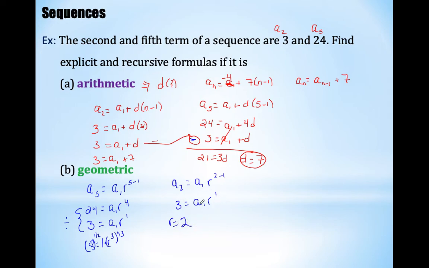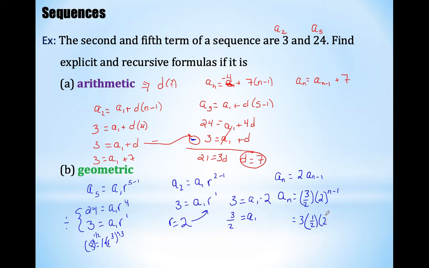And if R is equal to 2, what is A? 3 is equal to A1 times 2. So A1 must be 3/2. So now I can write my recursive formula, R times the previous relationship, and my explicit one would be a sub 1, and just to show off, and I would only do this to match a multiple choice answer. I'm going to do the same thing I did before.